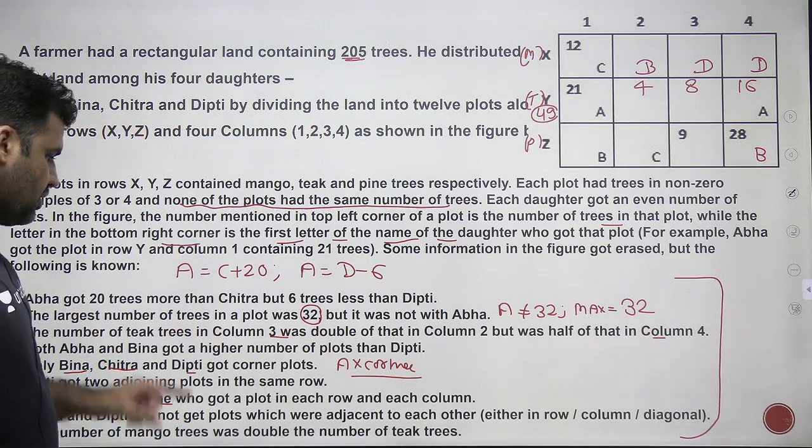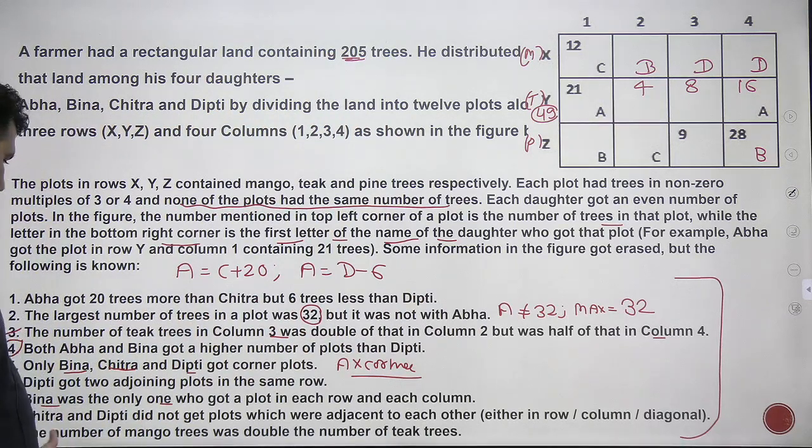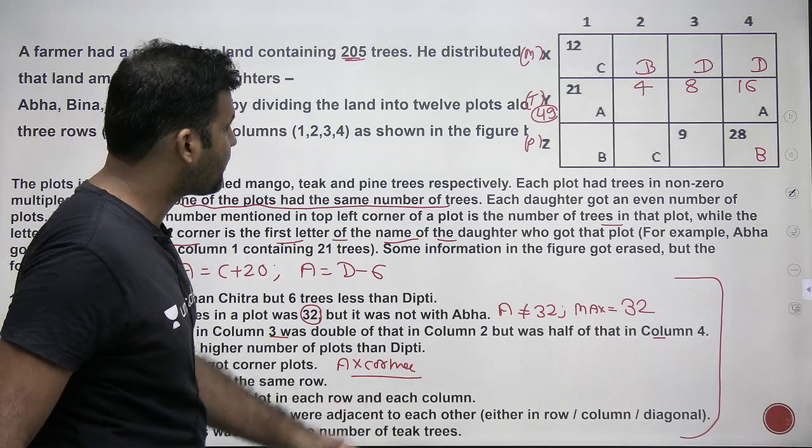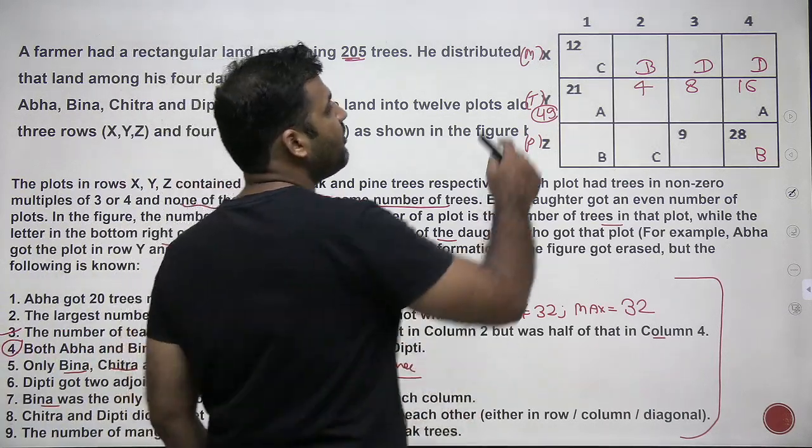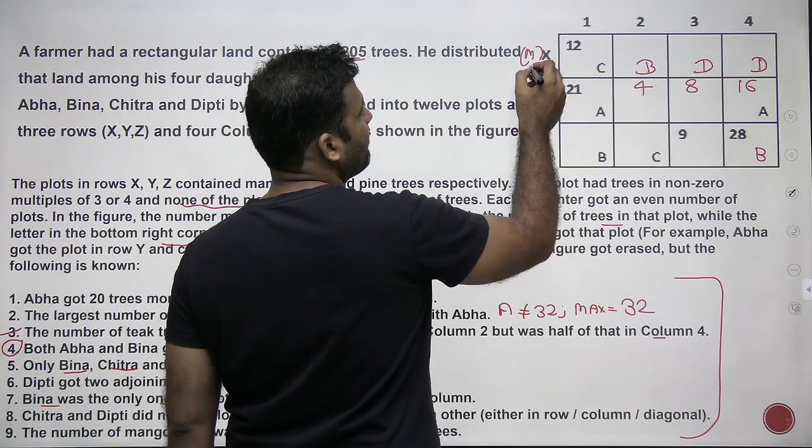Chitra and Dipti did not get plots. Okay, we have read this. The number of mango trees was double the number of teak trees. That's a main point here. The number of mango trees is double the number of teak trees.